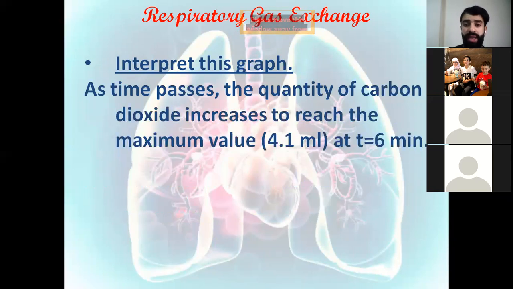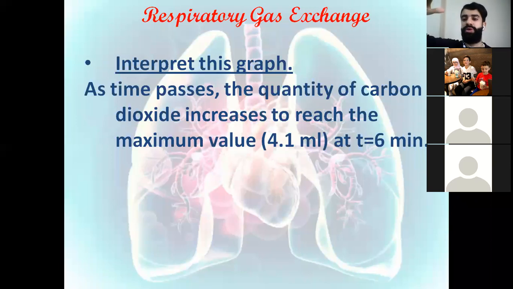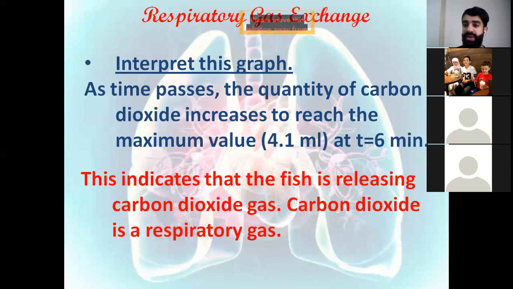Carbon dioxide: as time passes, the quantity of carbon dioxide increases to reach the maximum at 4.1 milliliter at time equals 6 minutes. This means that the fish is releasing it. So whenever the level increases, it means that it's released. Whenever the level decreases, it is consumed. So here also, carbon dioxide is a respiratory gas.